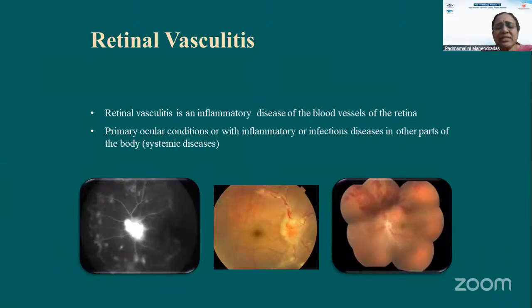Retinal vasculitis is an inflammatory disease of the blood vessels of the retina. Primary ocular conditions, that is inflammatory or infectious diseases of the other parts of the body, that is systemic diseases, can have association. Here is a case of occlusive retinal vasculitis where you could see the extensive areas of the CNP areas. This is a typical candlewax drippings in a case of a sarcoidosis, hemorrhagic occlusive retinal vasculitis in a case of a Behçet's disease.